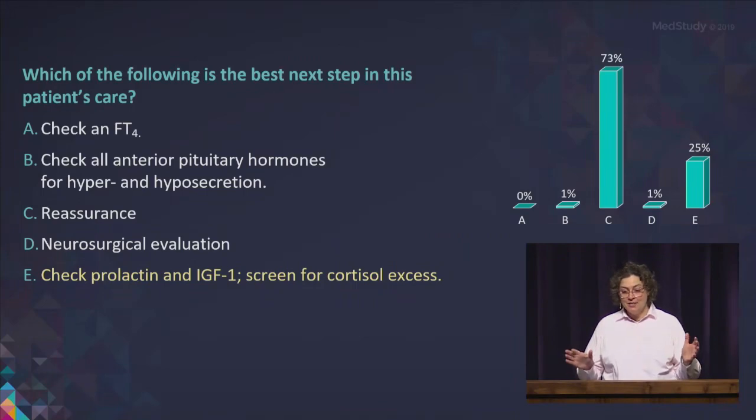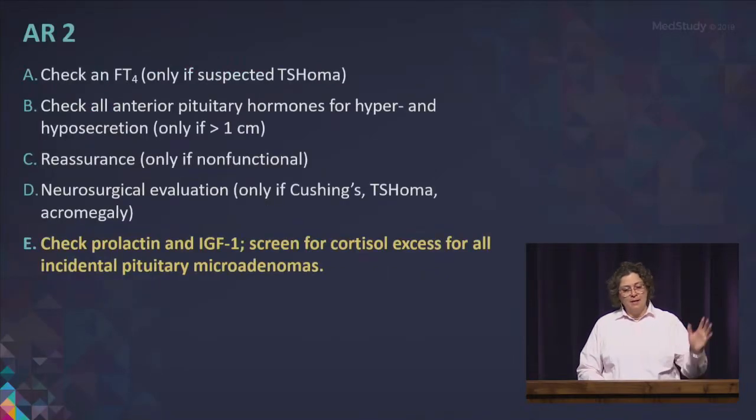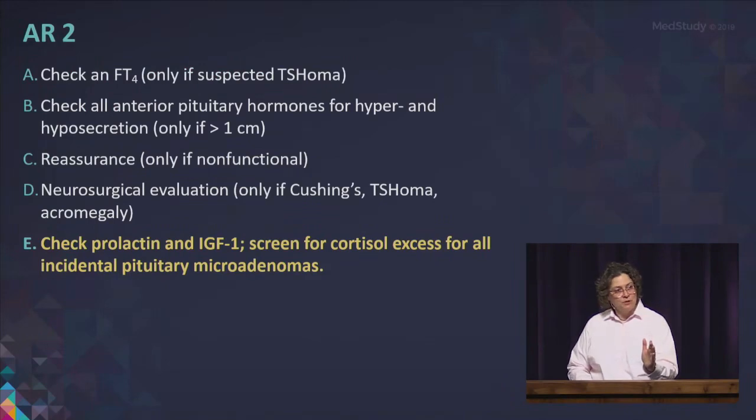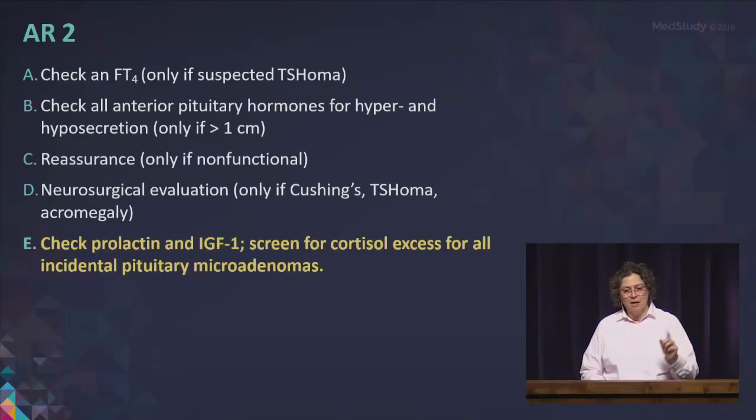This is good. The answer is E. So let me go through why E is the correct answer. You might end up being at C for reassurance, but you can only do reassurance if you prove that this is non-functional. So with pituitary incidentalomas, it's going to be the size that dictates the evaluation, which are going to be on the slides coming up.